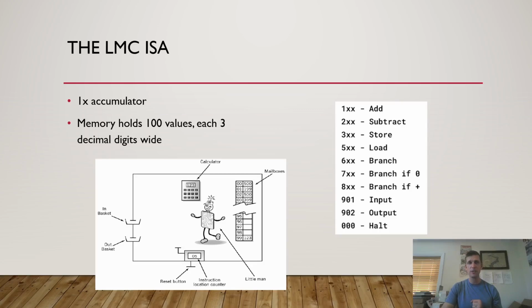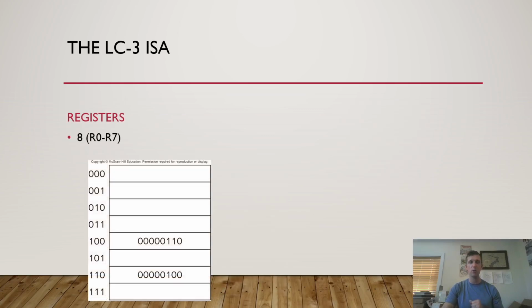So let's look at the same thing for the LC3. We're already familiar a little bit with the registers in the LC3. We know that there are 8 of them, numbered R0 through R7. And we've already seen some instructions that let us do useful things with the values in those registers, add them together or load them from a place in memory.